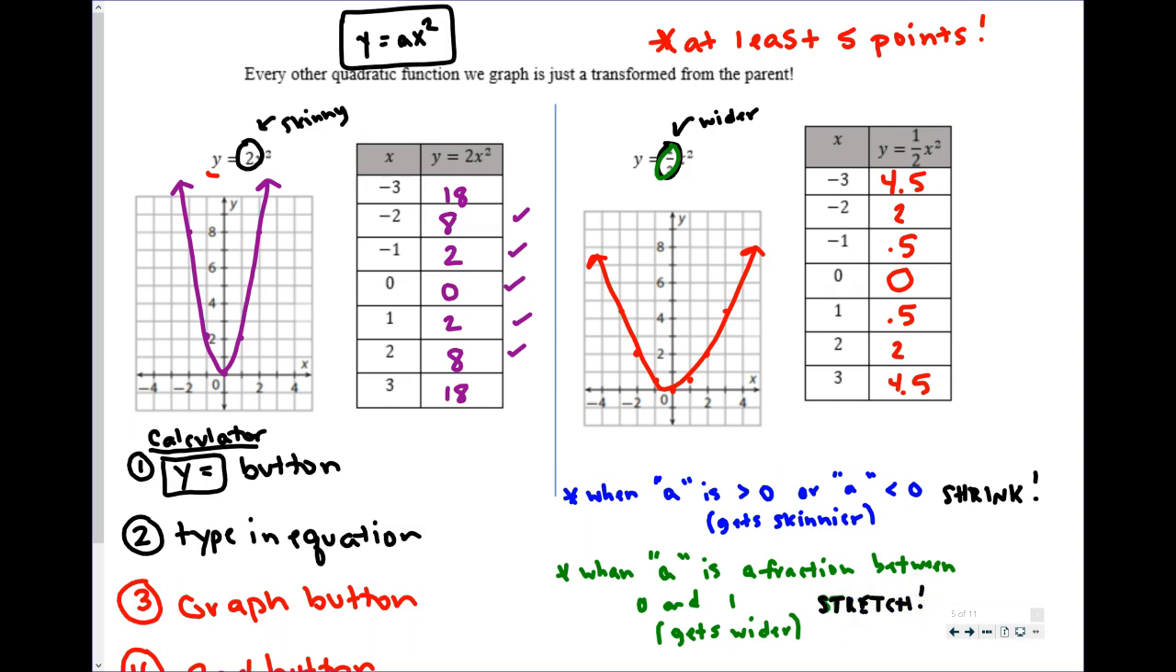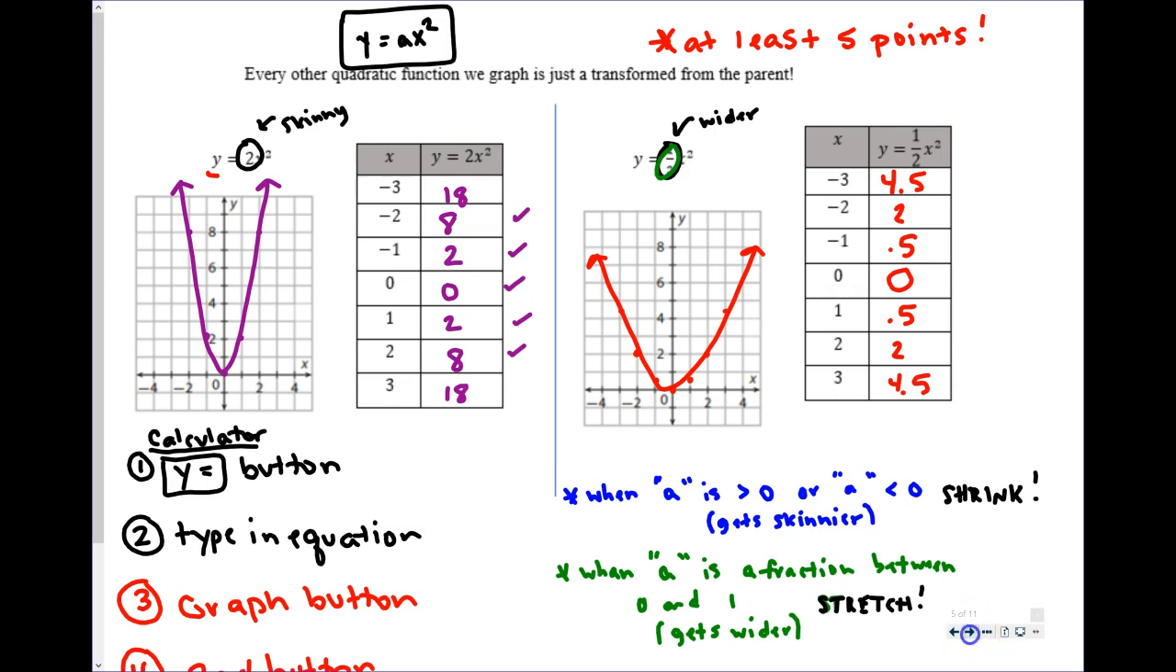Okay? Shrinking and stretching. If a is big, like 2, 3, 4, it's going to shrink. And if it goes negative 2, negative 3, negative 4, it will also shrink. If you have a fraction like 1/2, 3/4, or 2/5, it's going to get very wide. Okay?